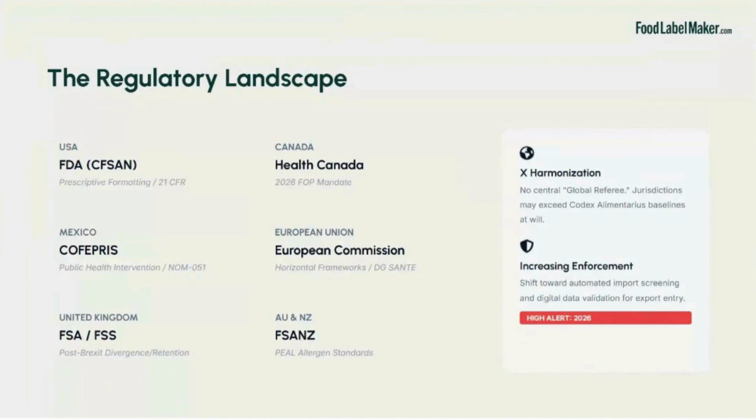UK's FSA has both retained regulations and evolving standards. In the United States, the FDA governs through prospective rules. In Canada, Health Canada and CFIA develop and enforce the regulations. And last but not least, the Australia and New Zealand Food Standards Code provides a unique binational standard for both countries. And lastly, we have COFEPRIS in Mexico.